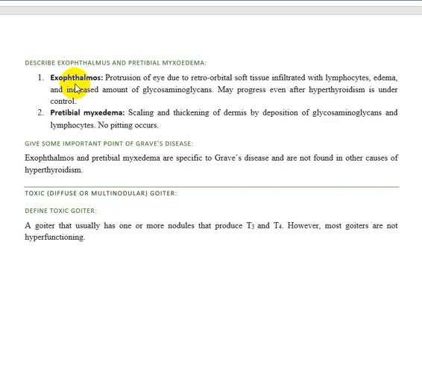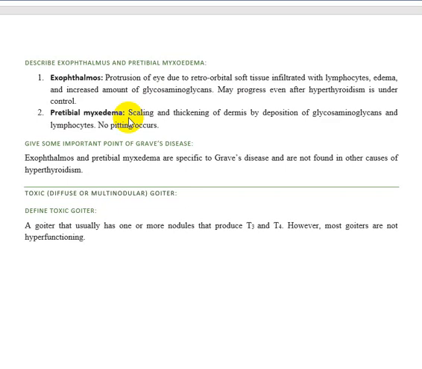Now this protrusion of the eyes is mainly due to the eyelid not enclosing totally the eye. So what happened is because of infiltrated lymphocytes, and also because of the hyperactivity of the body, it causes the fat of the eyelid to be reduced.